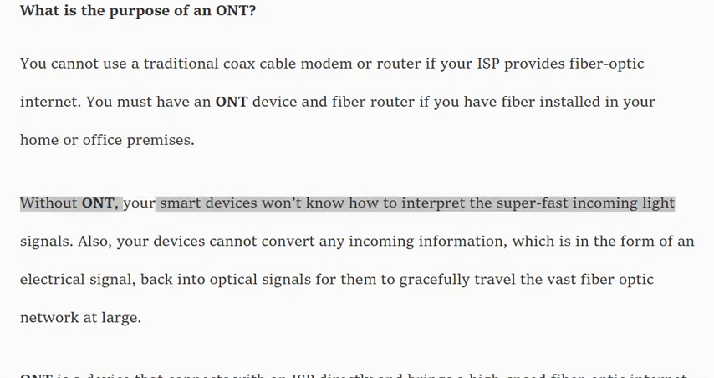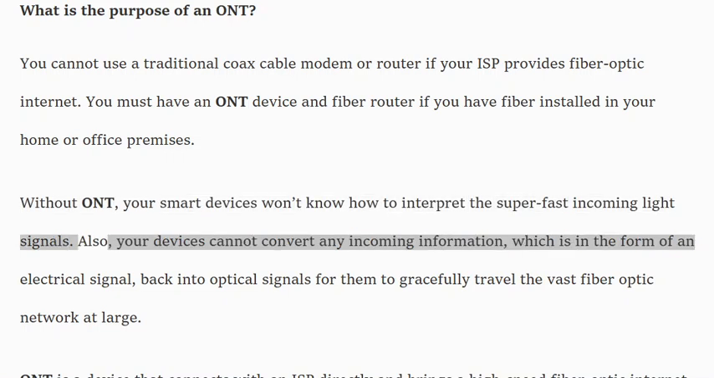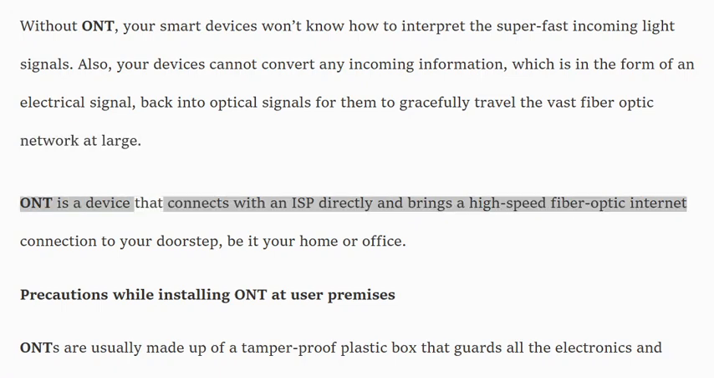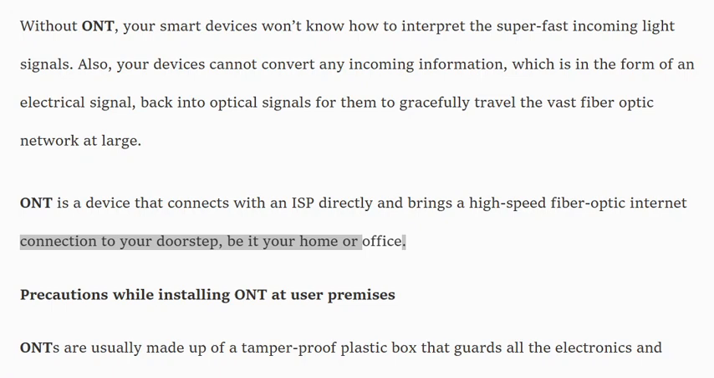Without ONT, your smart devices won't know how to interpret the super-fast incoming light signals. Also, your devices cannot convert any outgoing information, which is in the form of an electrical signal, back into optical signals for them to gracefully travel the vast fiber optic network at large. ONT is a device that connects with an ISP directly and brings a high-speed fiber optic internet connection to your doorstep, be it your home or office.